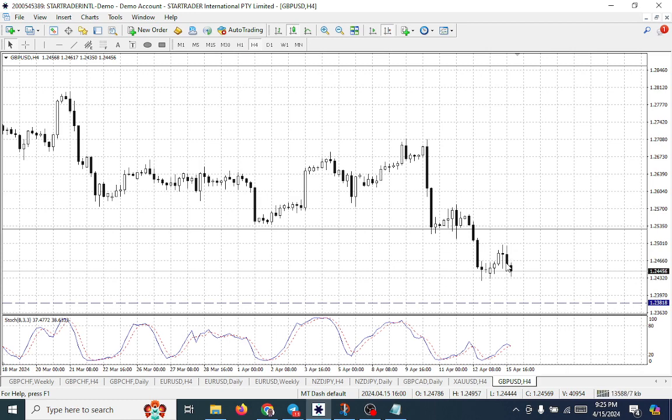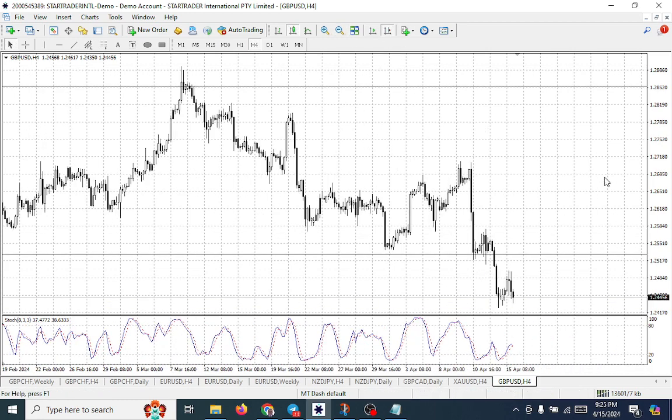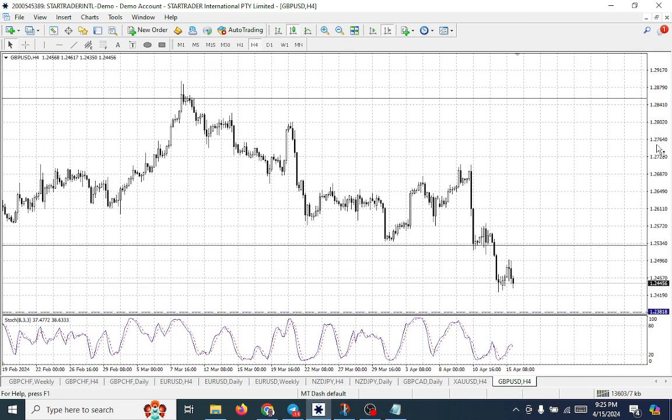So the market actually pulled back and created this evening star candlestick pattern. And this candlestick pattern is overly a bearish candlestick pattern, guys. So that is a fact.